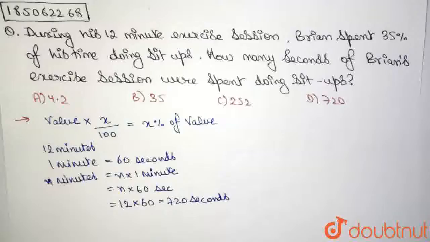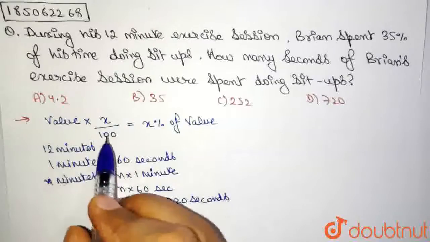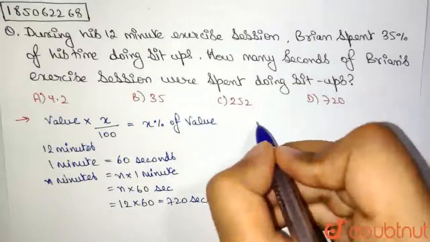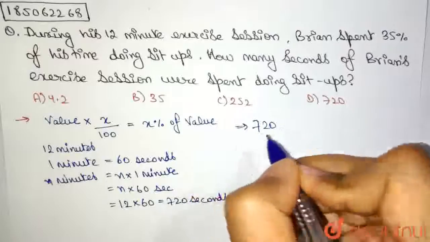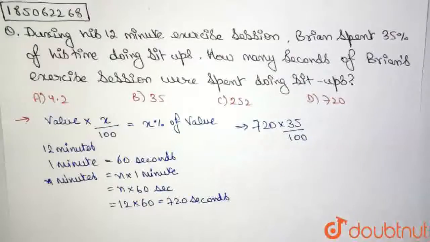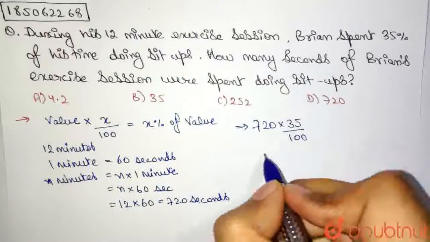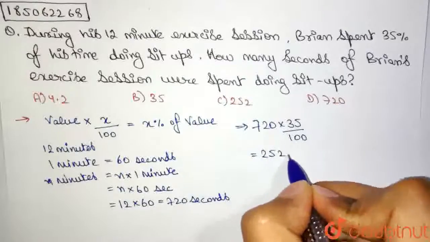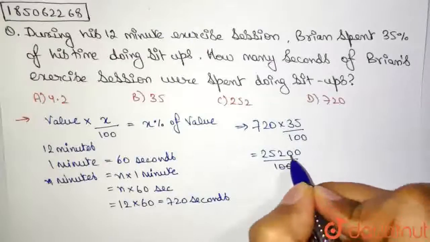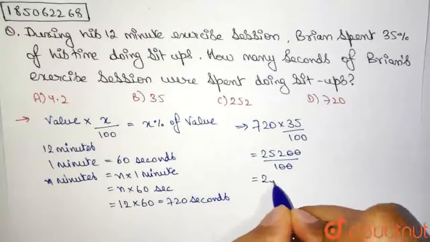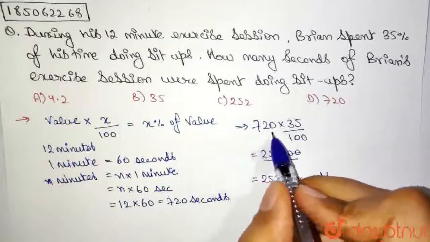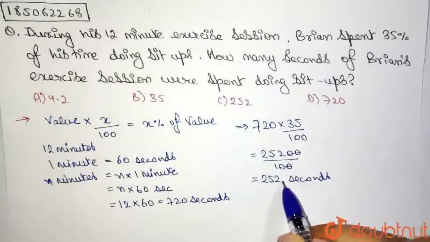And now we need to find 35% of it. Using this formula, value into percentage by 100, we can say that 35% of 720 is 720 multiplied by 35 upon 100. Now 720 into 35 is equal to, upon calculation, 25,200, and we are dividing this by 100. So these two zeros cancel out, and what remains is simply 252 seconds. So 35% of 720 seconds is 252 seconds, which is our answer.